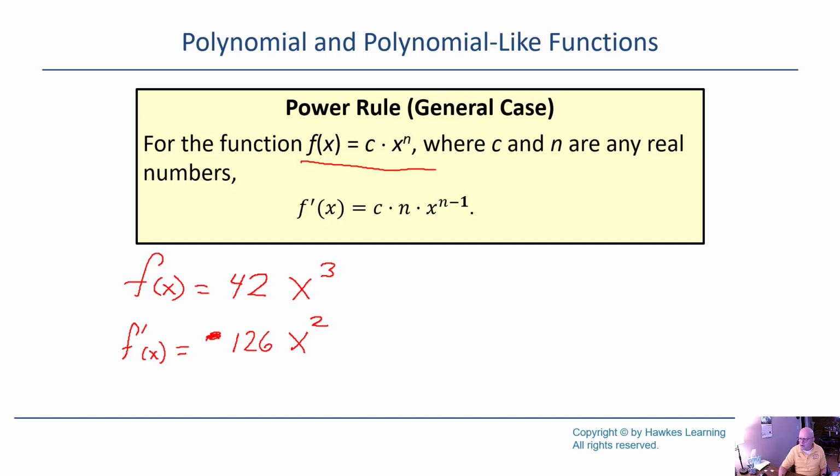Bring the 3 out front. Multiply it times whatever coefficient is there. Got it? Reduce the exponent of the original function by 1, 3 minus 1, and there's your 2.